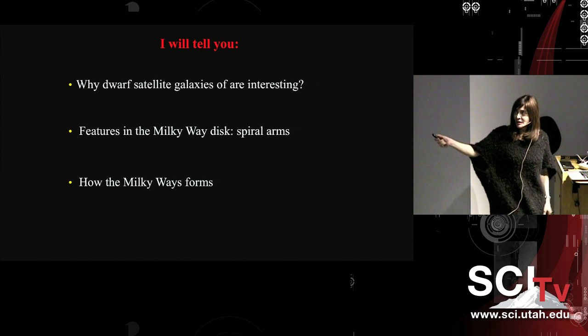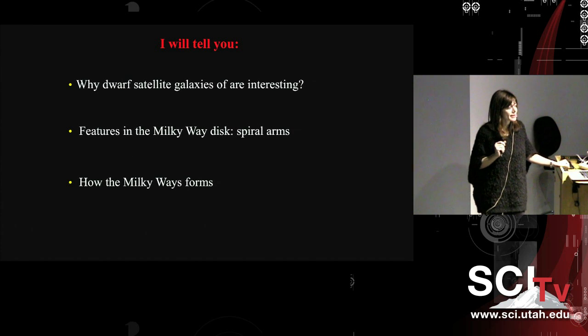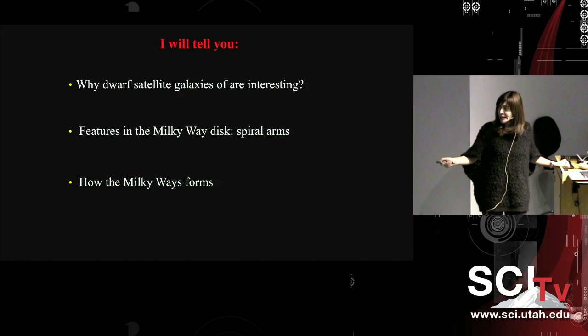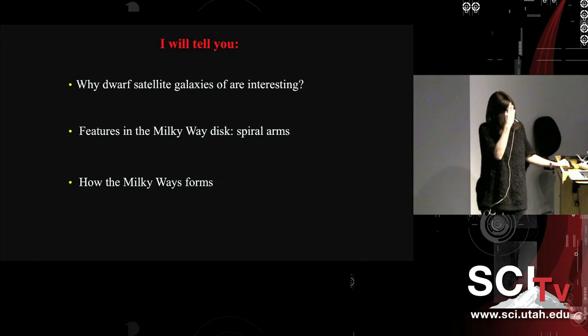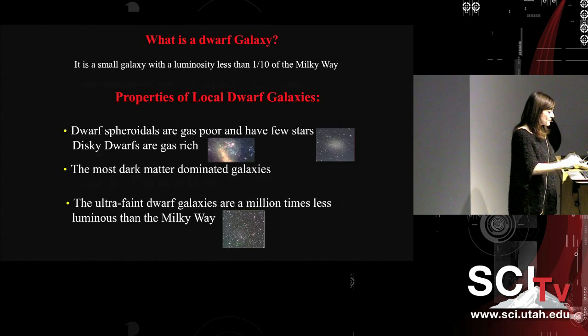So we'll talk about some features of the satellite dwarf galaxies. Then I will tell you about some features in the Milky Way I'm interested in, which are also connected to the presence of these dwarfs and even to the presence of dark matter. And then at the end I will show you some movies that can give us an idea of what we believe and how we believe galaxies like our Milky Way have been formed in a cosmological context. That's the last frontier, to put all the pieces together and see if we can form self-consistently galaxies like our Milky Way.